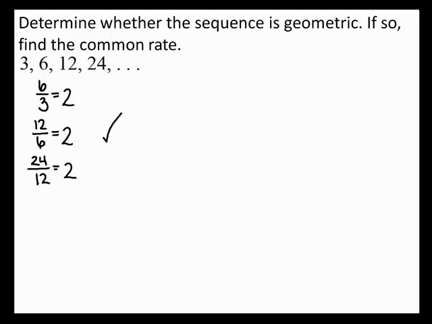Because the ratios are the same, the sequence is geometric. The common rate is 2.